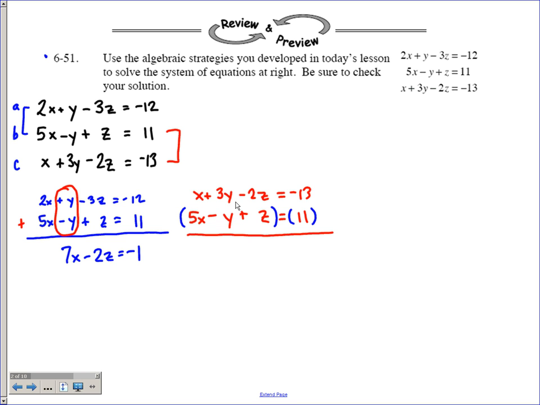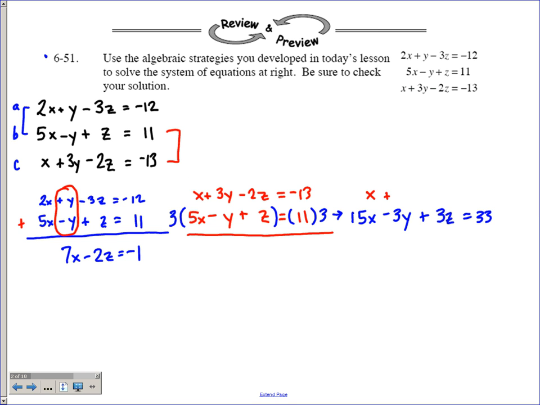And we need to make sure we alter everything. So I need to have a negative 3y, so I'm going to multiply everything in my equation by 3. So 3 times 5x is going to give me 15x. I'm rewriting this one over here. 3 times negative y gives me a negative 3y, and 3 times z is plus 3z. That should equal 3 times 11, which gives us 33. I'm going to go ahead and take my top equation and just recopy it over here.